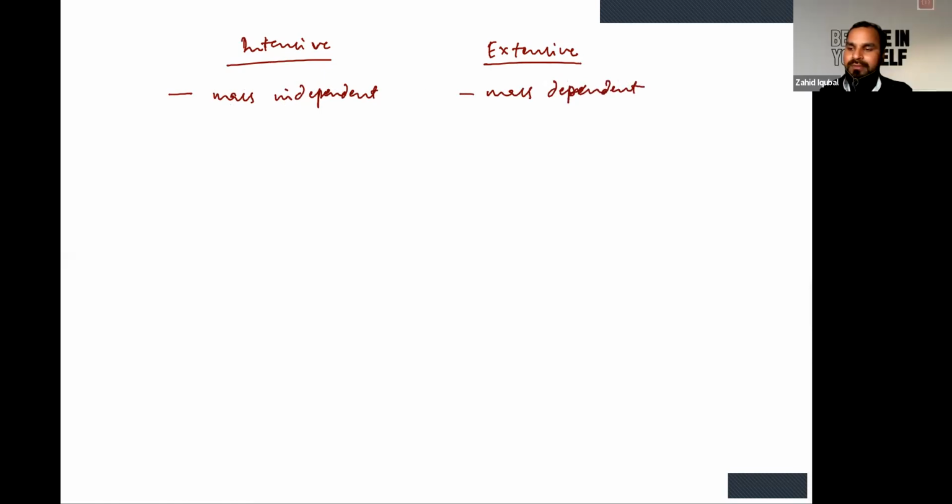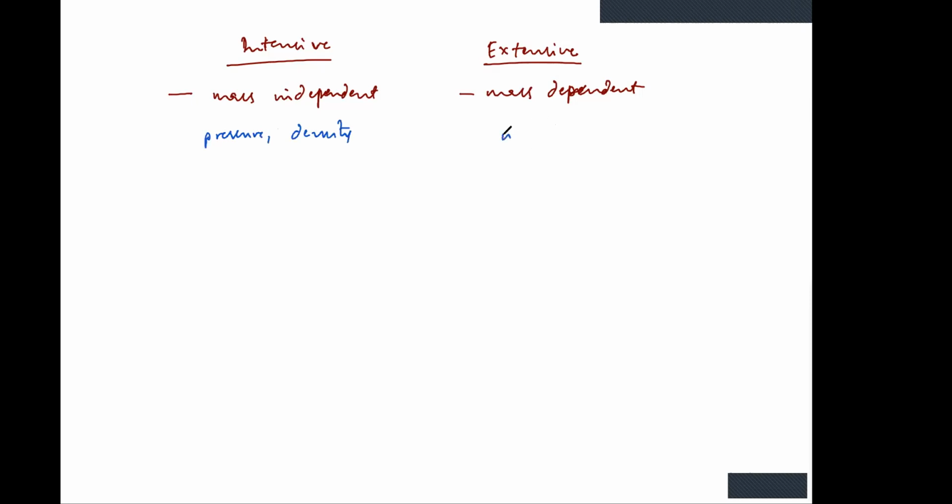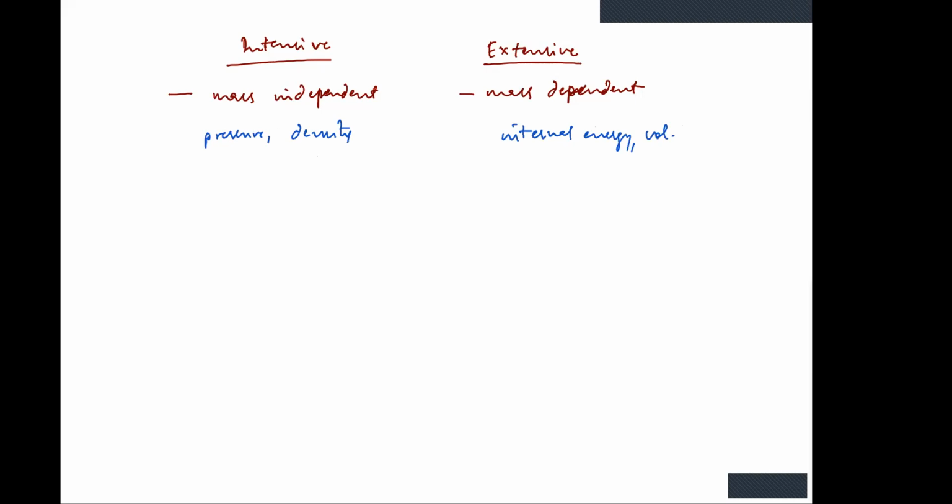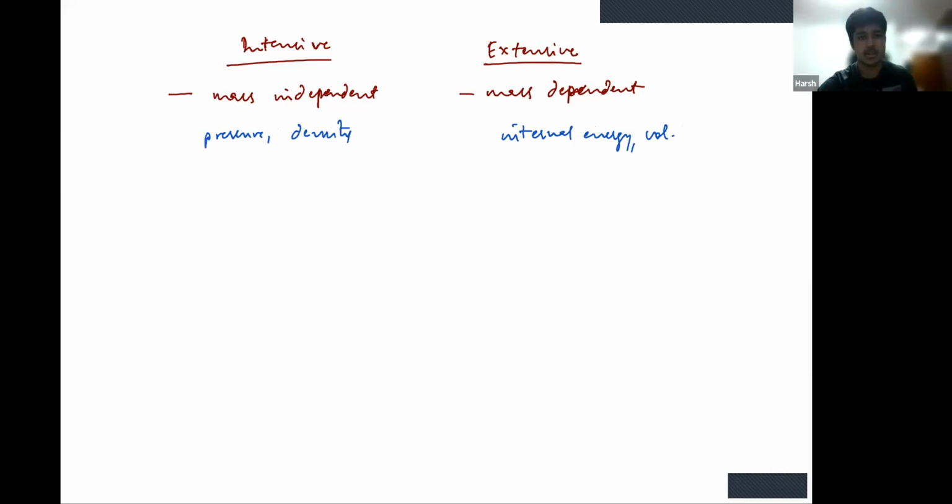Let me give you some examples of these. On the intensive side, you will say pressure, density. On the extensive side, you will say internal energy, volume, these terms. So this is all about this entire chapter, that is thermodynamics. Okay, sir. Anything more in this part? No, sir. That's it in school that they did.